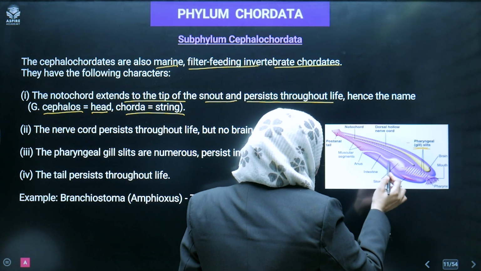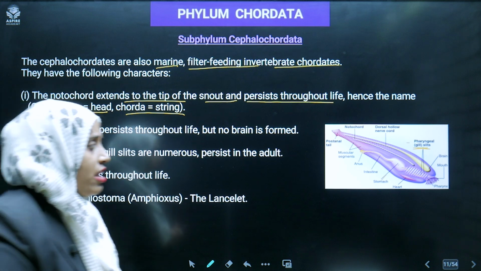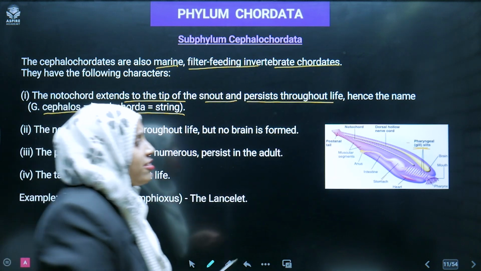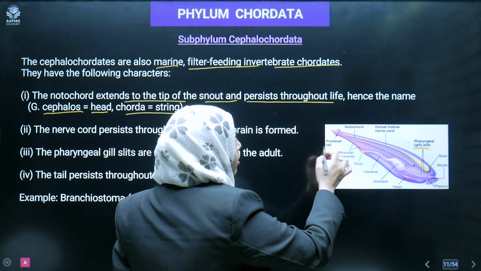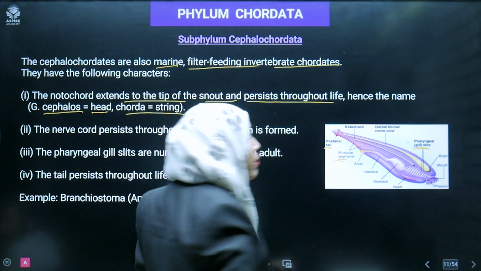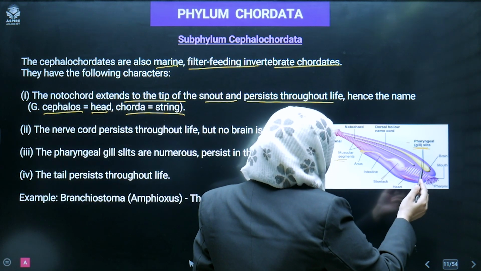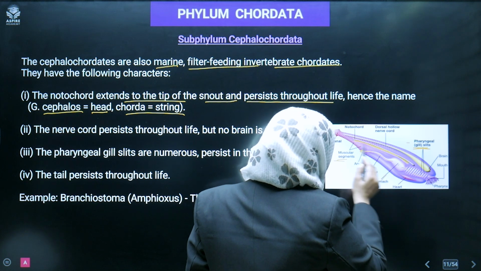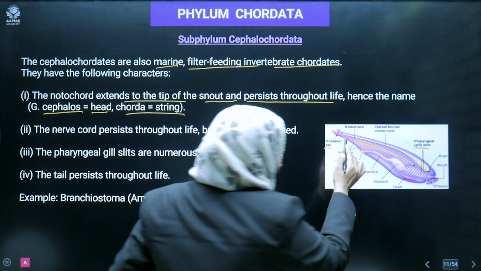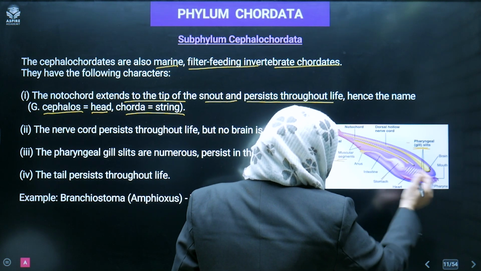There is the stomach, then this part is the intestine, and the end of the gut region is the anus. After the anus is the tail, so a post-anal tail is there. And muscular segments are also visible. Now the brain region is also there. The lower one is the notochord. What is above the notochord? The dorsal hollow nerve cord. And here the brain part is there.